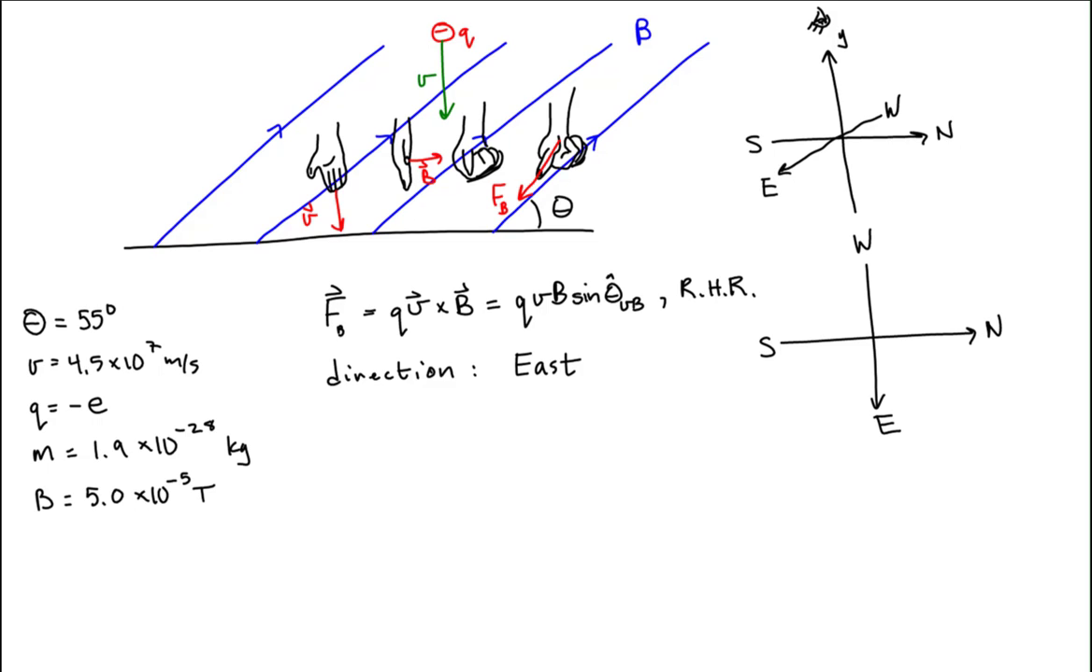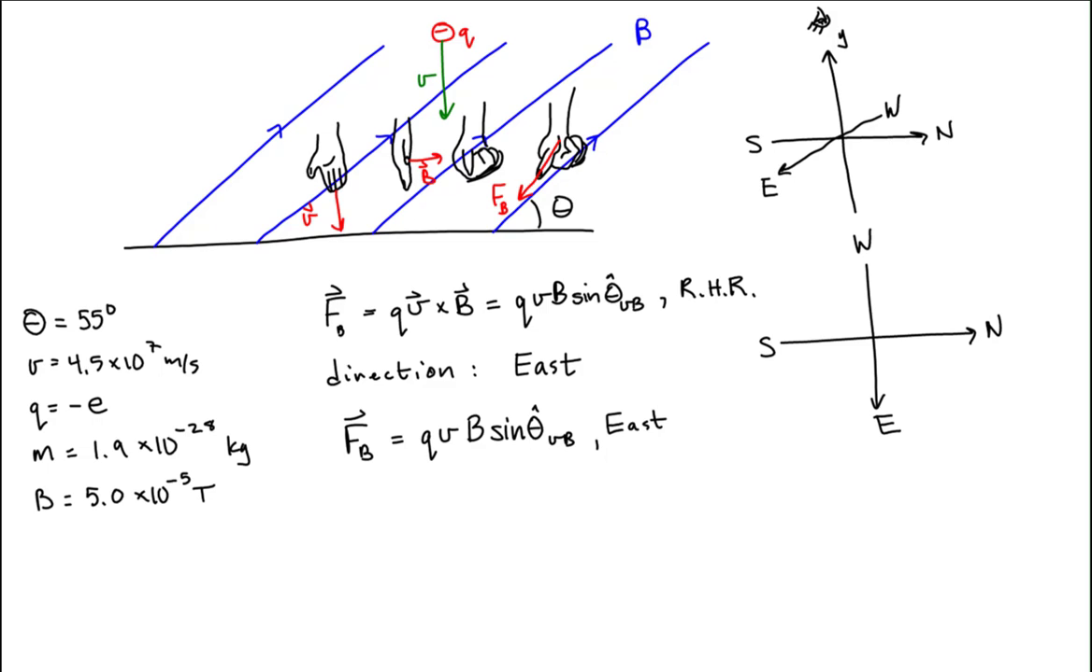Now that we know the direction of the magnetic force on the charged particle, let's apply the information we have to determine the magnitude of the magnetic force. The magnetic force is given by the charge times its speed times the magnitude of the magnetic field times the sine of the angle between the magnetic field and the charge's velocity, and we know this is in the east direction.